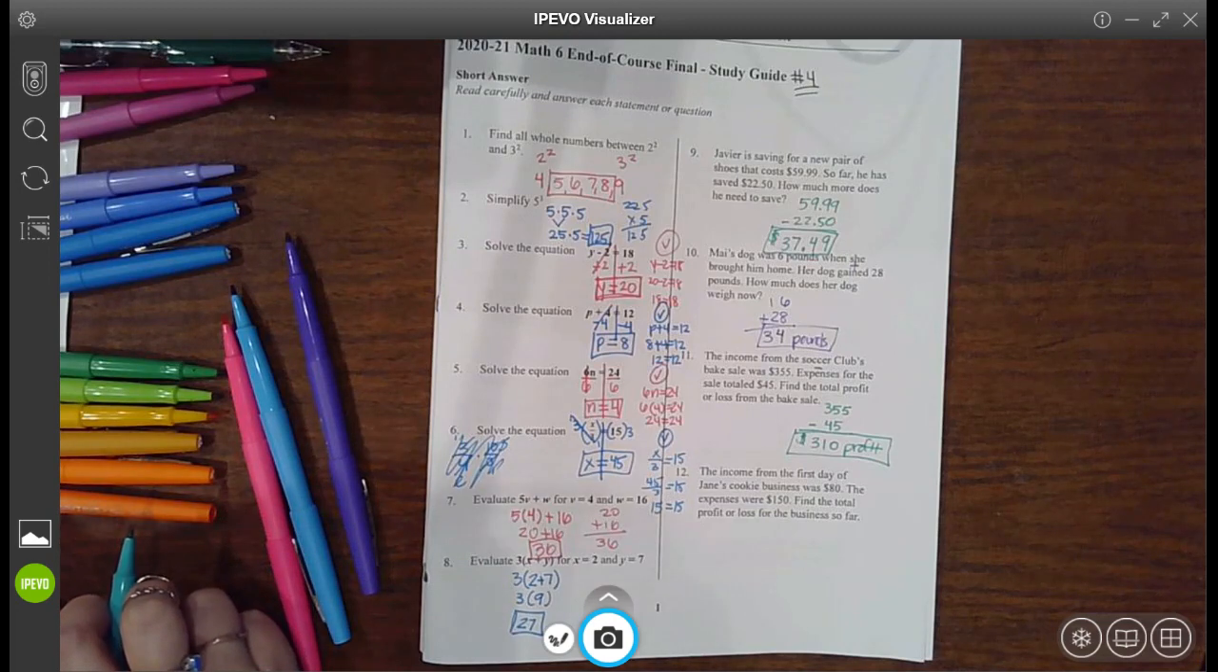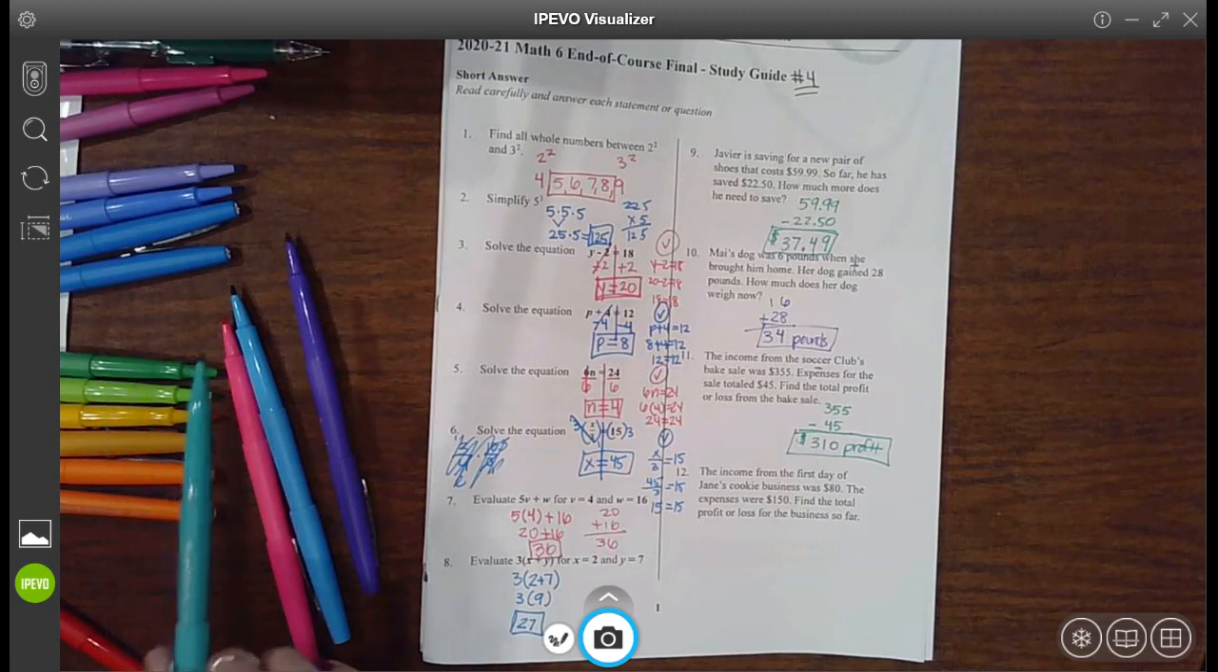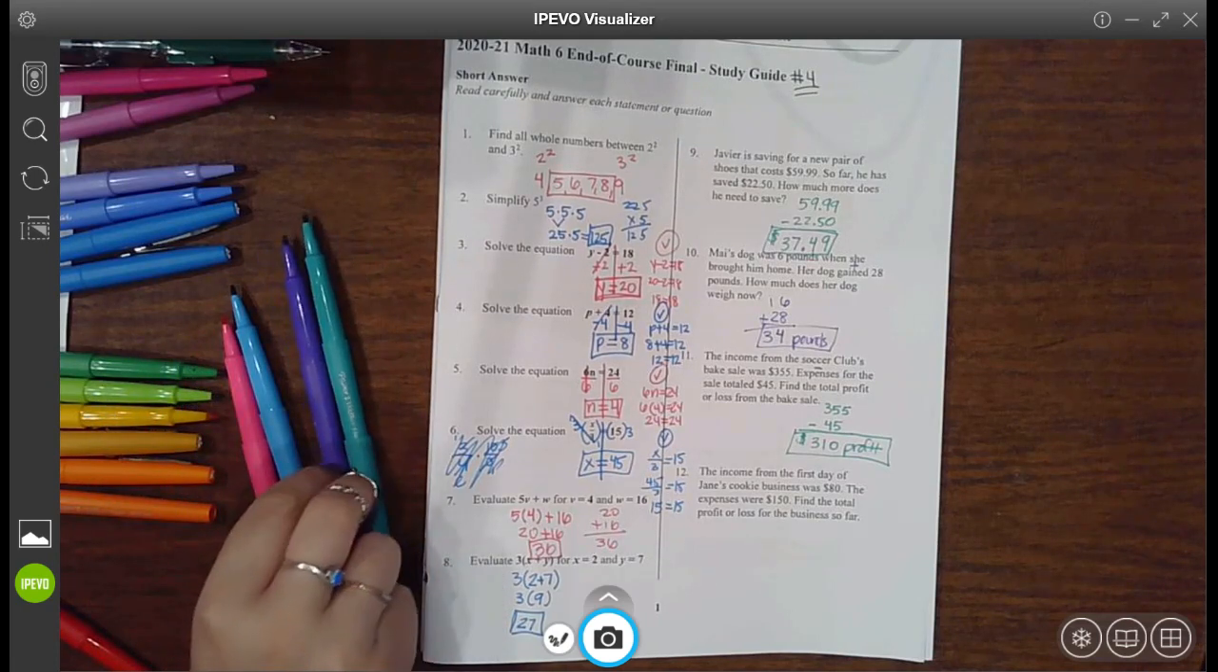Okay, the next one says the income from the first day of Jane's cookie business was $80. The expenses were $150. Find the total profit or loss for the business so far. Okay, why don't you guys try this one?